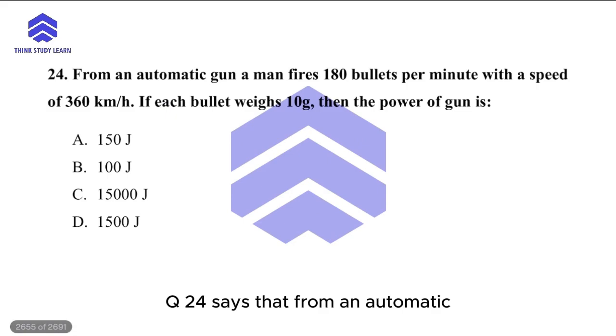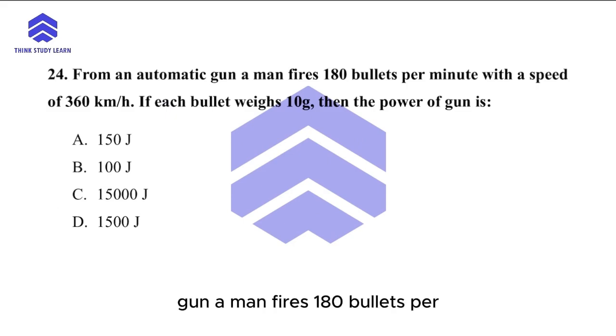Question 24 says that from an automatic gun, a man fires 180 bullets per minute with a speed of 360 km per hour.